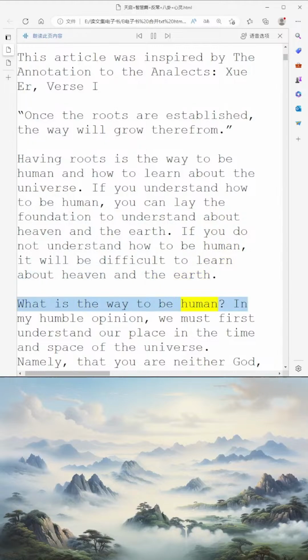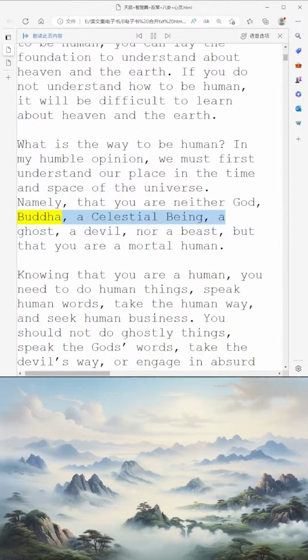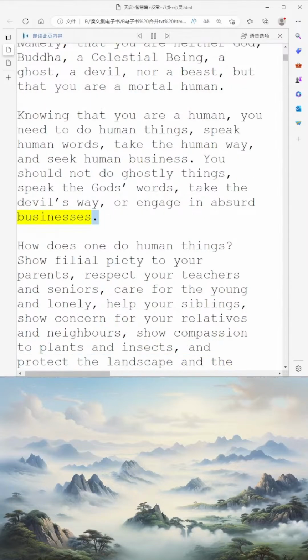What is the way to be human? In my humble opinion, we must first understand our place in the time and space of the universe. Namely, that you are neither God, Buddha, a celestial being, a ghost, a devil, nor a beast, but that you are a mortal human. Knowing that you are a human, you need to do human things, speak human words, take the human way, and seek human business. You should not do ghostly things, speak the God's words, take the devil's way, or engage in absurd businesses.